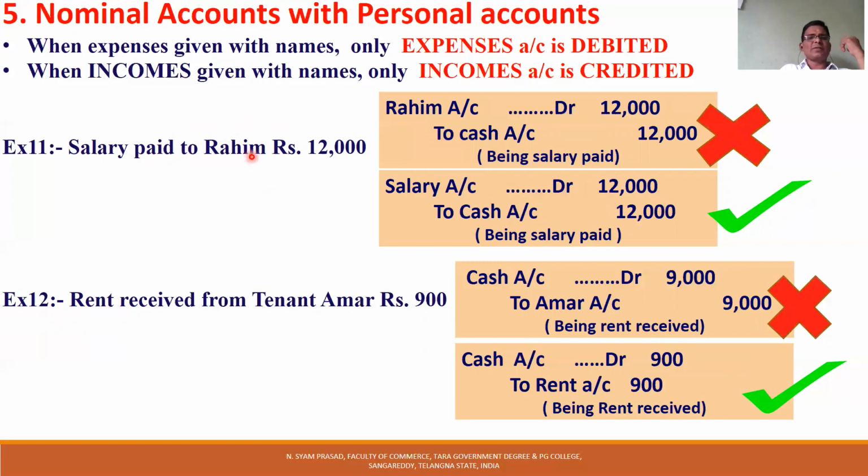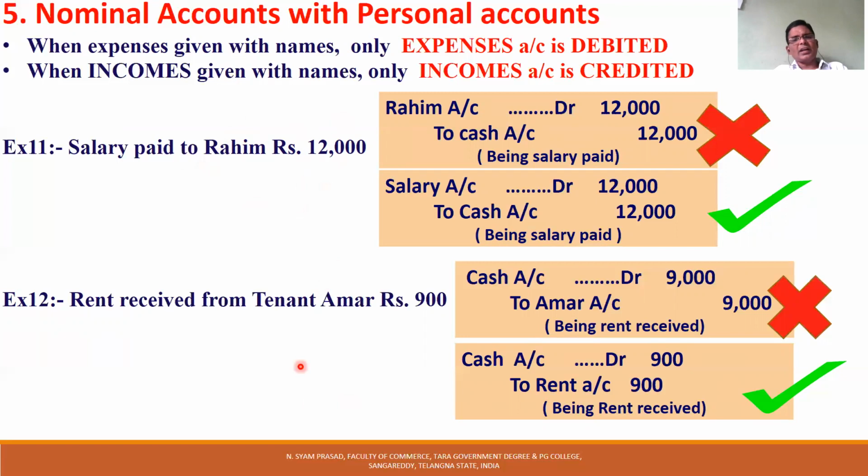For example, there are 5,000 employees in an organization. Do we have to open 5,000 individual accounts or one salary account? When you open one salary account, we will pay salaries to all. No need to open all 5,000 personal accounts. Personal accounts are immaterial for expenses and incomes.